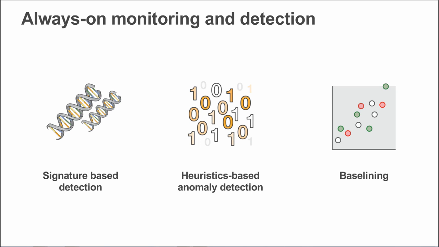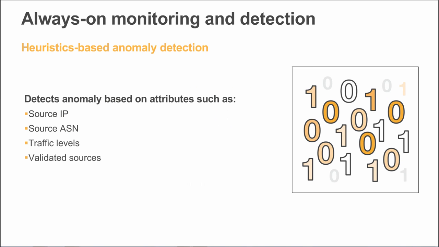But we also use more advanced techniques like those based on heuristics. Heuristics-based anomaly detection uses some of the learnings that we have had over the past years, identifying known bad IPs and networks or traffic levels across different geographies and other validated sources. Based on these heuristics that we have collected, we detect anomalies. And when there is an anomaly, we call that suspicious and provide notifications.